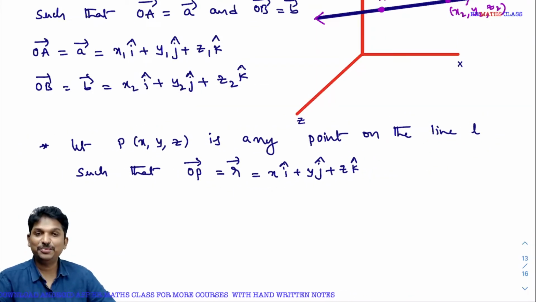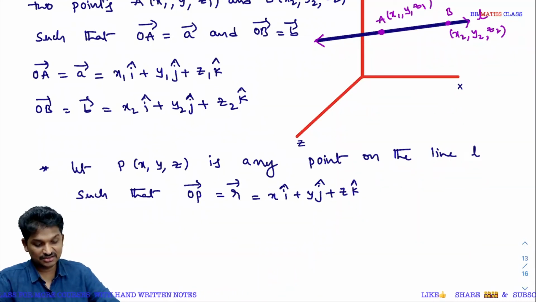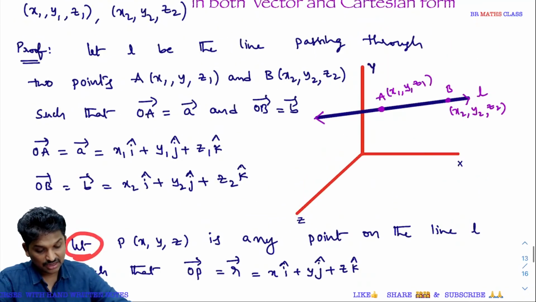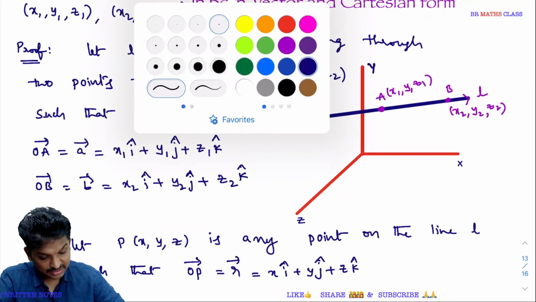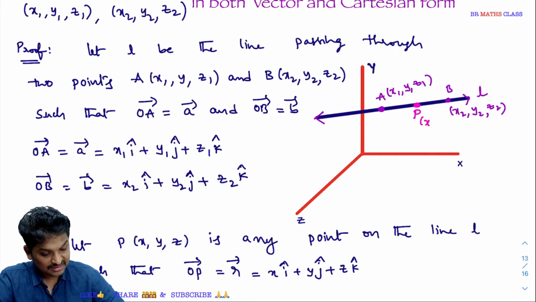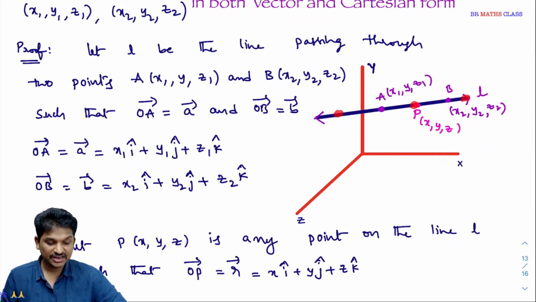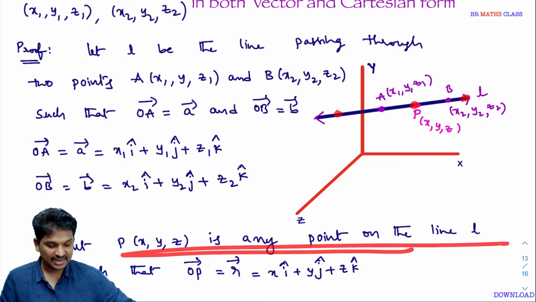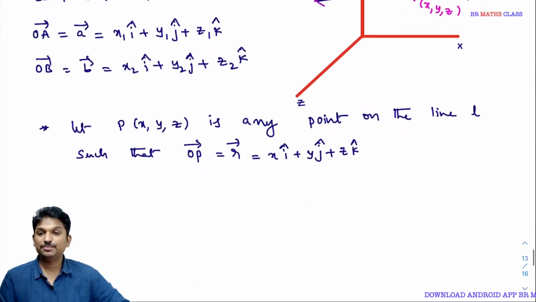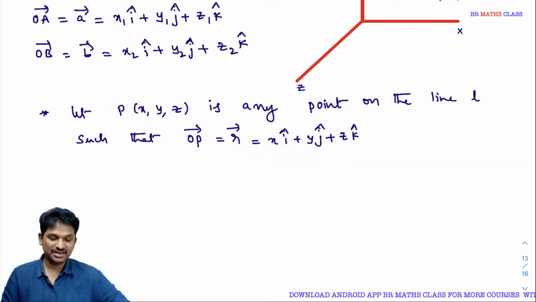I am taking a point P. P of x comma y comma z is any point on the line L such that OP bar equal to R bar. So I need to mark some point P here anywhere, in pink color. Okay, P. What is P? P is x comma y comma z. I taken P, any point, anywhere, not only here. I can take point P here or anywhere. P is any point on the line L such that OP bar equal to R bar. And as P is x comma y comma z, OP bar can be written as x i cap plus y j cap plus z k cap.